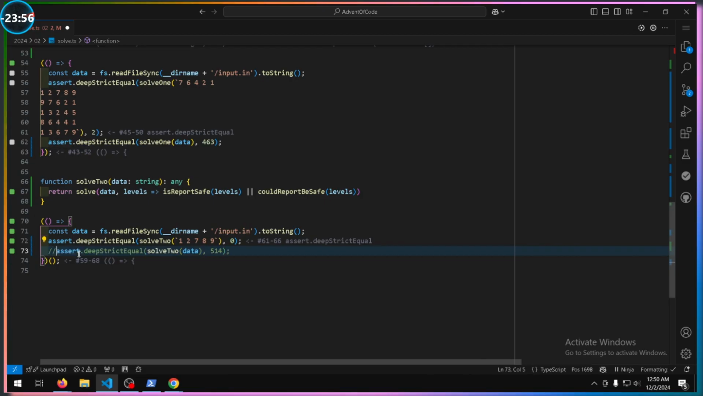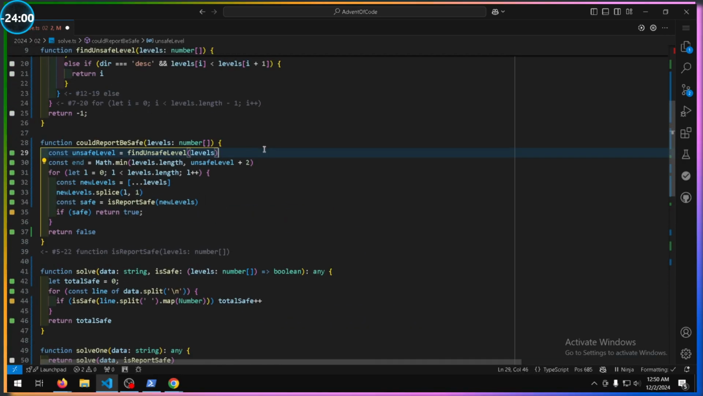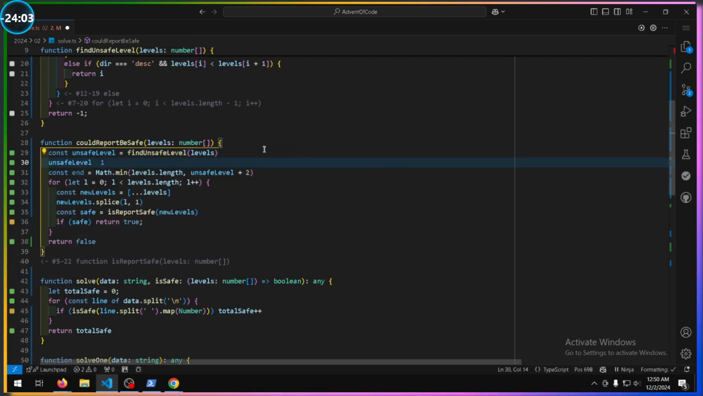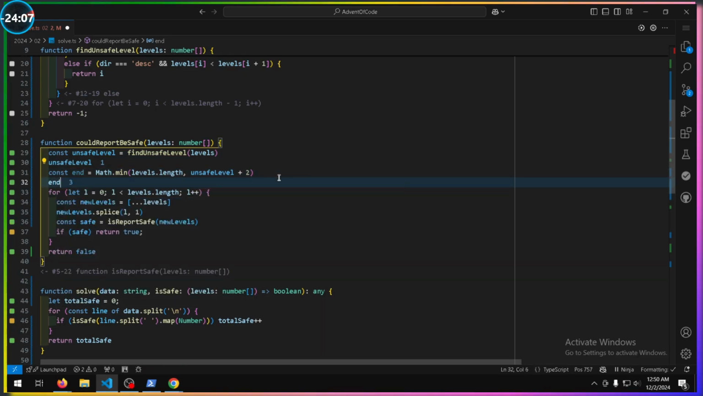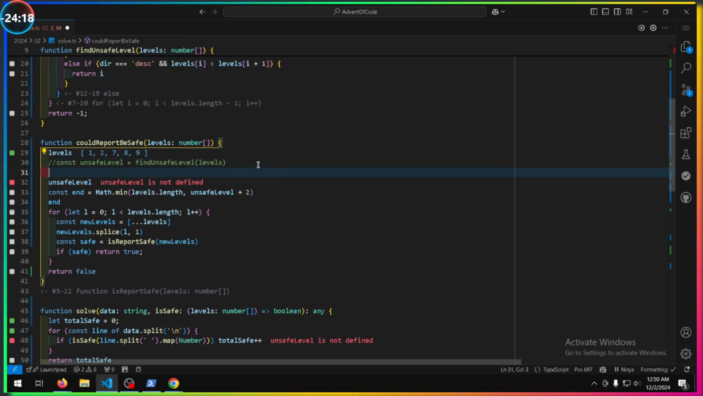The answer is 0. Okay, now that we're here, can we see some stuff? Yes, we can. We see unsafe level is index of 1. And we're going to give up at 3, right? What if, look at our levels, I'm just playing the devil's advocate here, what if our unsafe level was 8, so the highest it could be? Then we would go to 5.